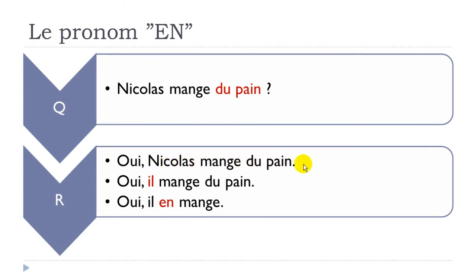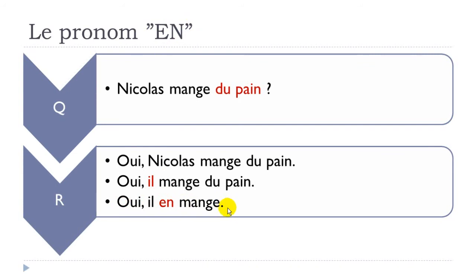So you repeat everything. Normally, that's not the way we do it, because we tend to replace things with pronouns when it's possible. The first option would be to replace Nicolas. You don't want to repeat Nicolas, so you can say oui, il, he, instead of Nicolas because it's masculine, mange du pain. So that's the first step. The second step, you want to replace this du pain, this partitive thing, and that's when this pronoun en is used. Alright, so oui, il en mange.